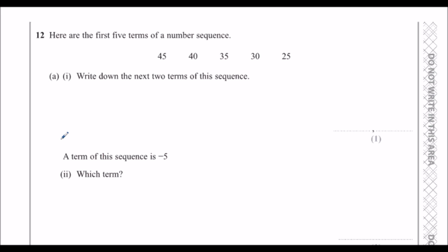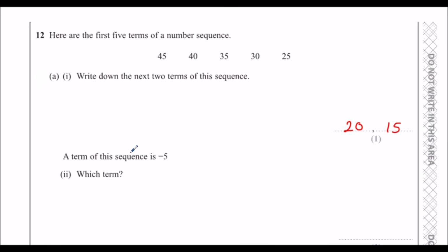Question 12. Here are the first 5 terms of a number sequence. Write down the next 2 terms. So it's going down each time by 5. Each term is 5 less than the one before it. So the next one will be 20. It's 5 less than 25. And then 5 less than 20 is 15.